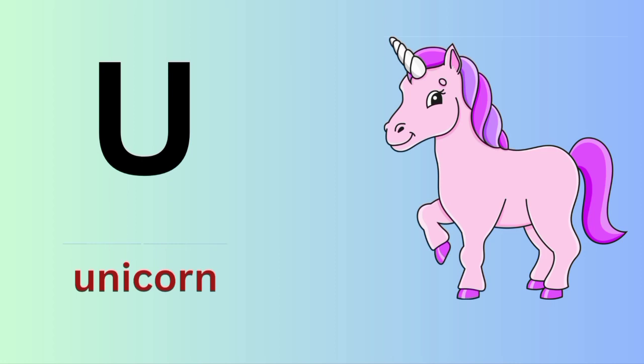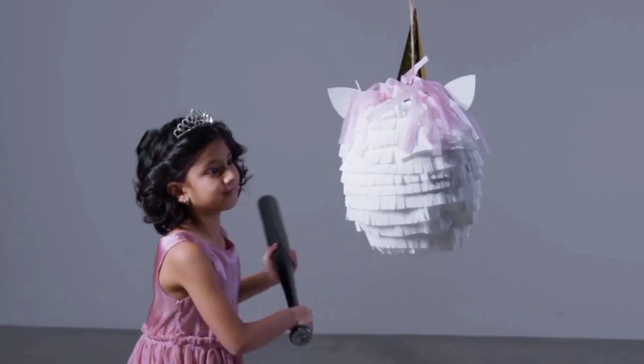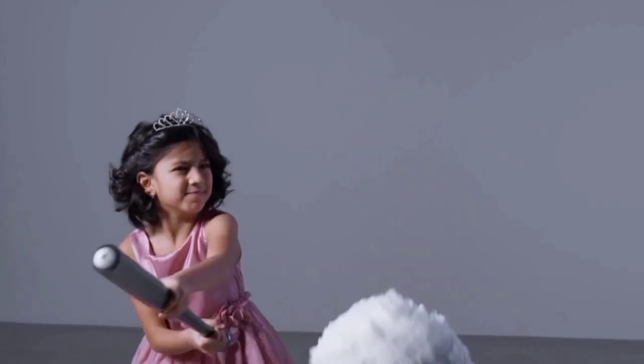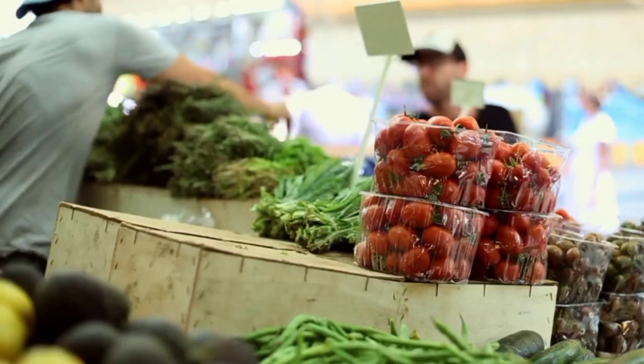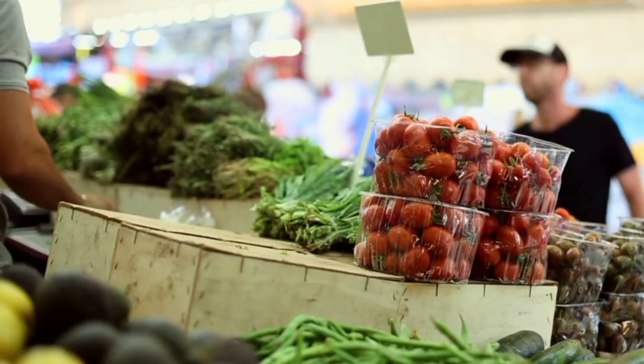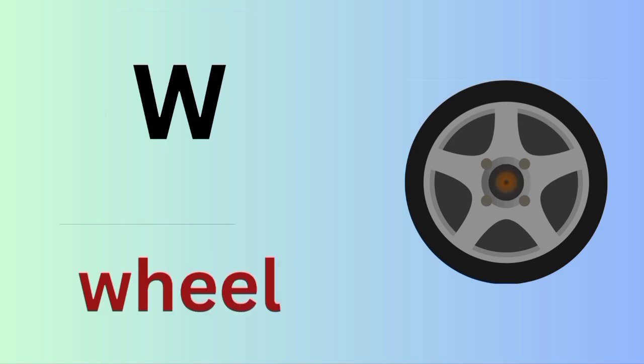U for unicorn. V for vegetables. W for wheel.